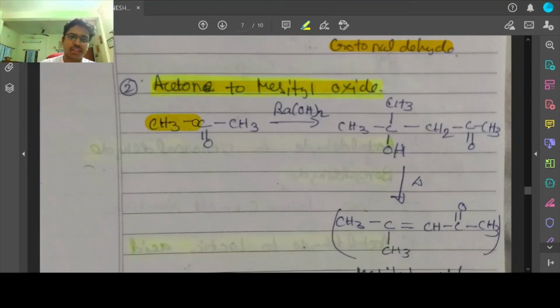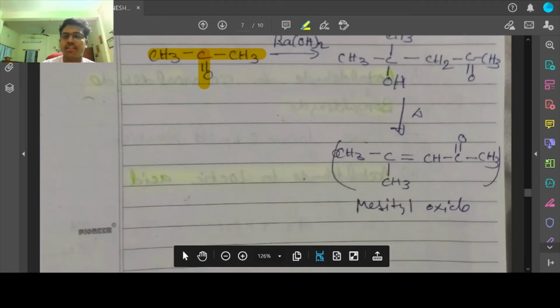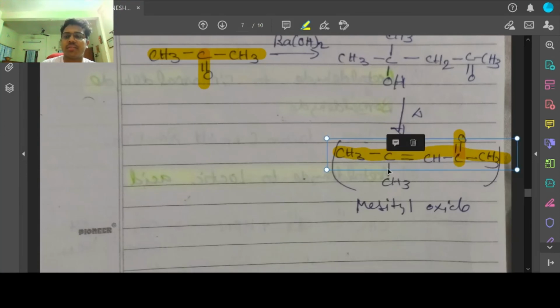I guess you know what acetone is. This is acetone, CH3 C double bond O CH3. This compound is known as mesityl oxide.